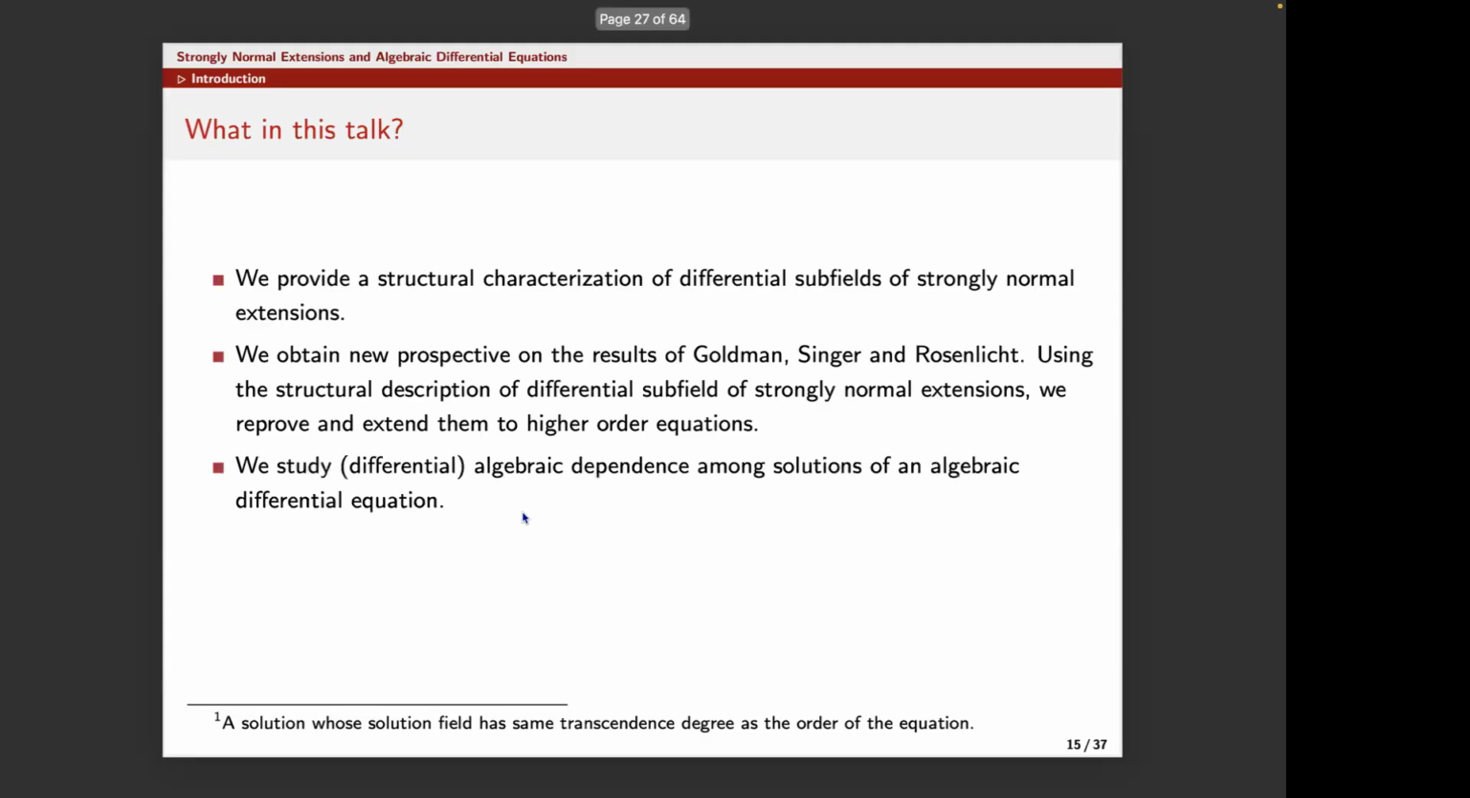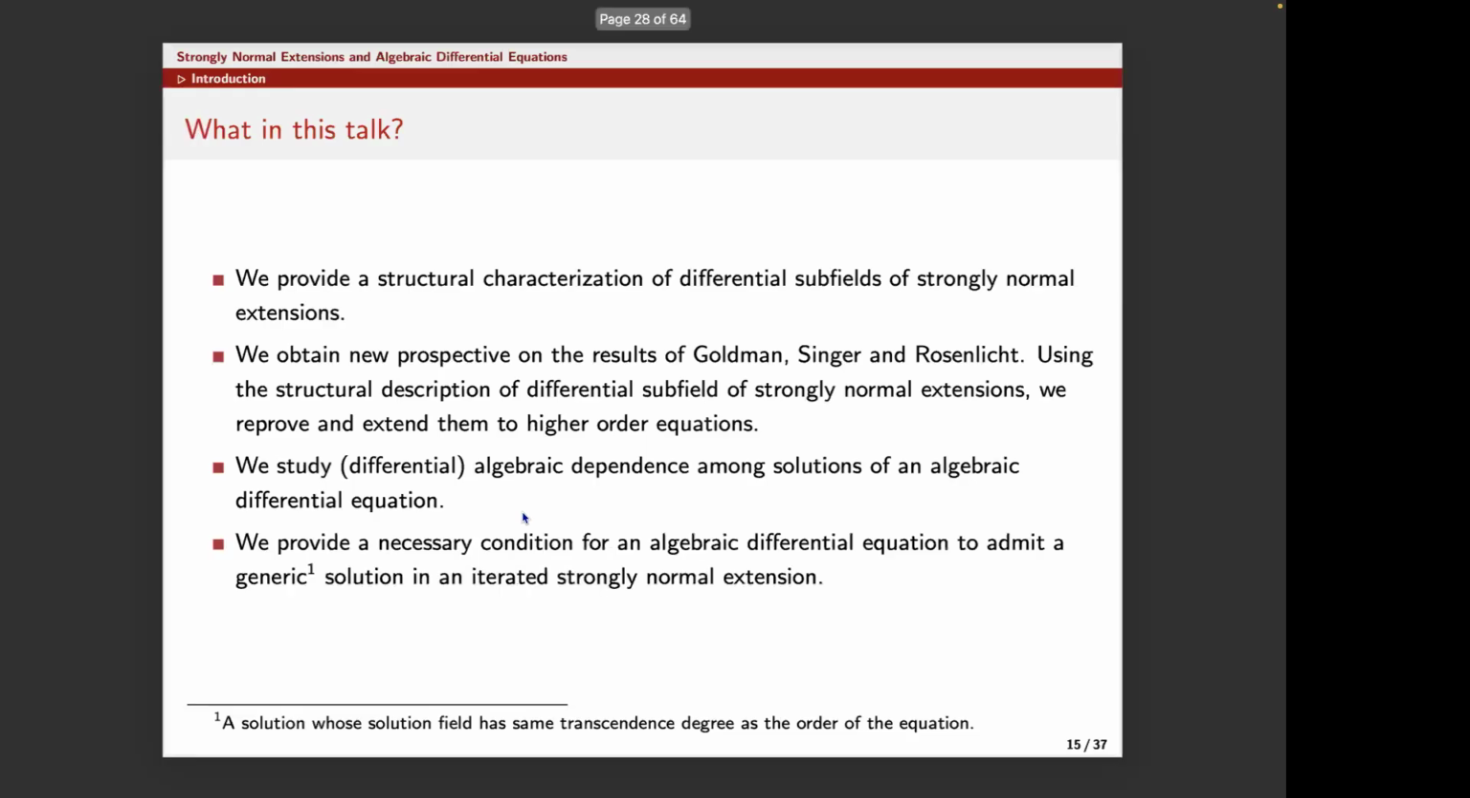We connect this result to differential subfields of strongly normal extensions, and we reprove and extend them to higher order equations. We then study the differential algebraic dependency among solutions of algebraic differential equations. And we provide a necessary condition for an algebraic differential equation to admit a generic solution in an iterative strongly normal extension. Here, generic solution means a solution whose solution field has the same transcendence degree as the order of the equation.